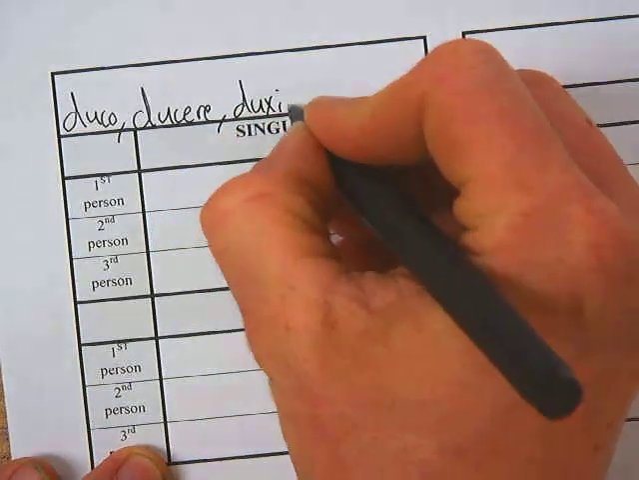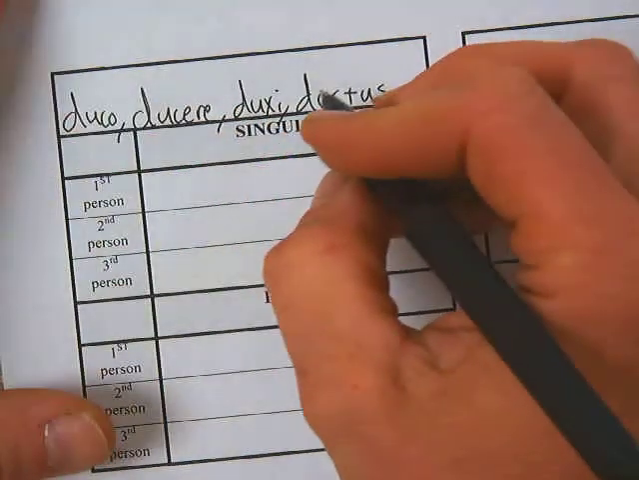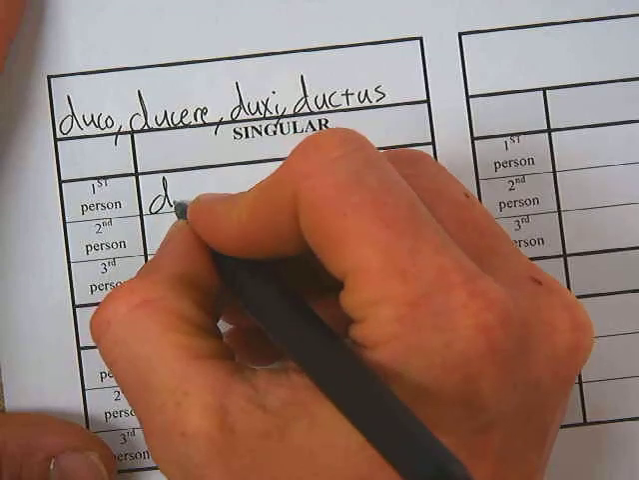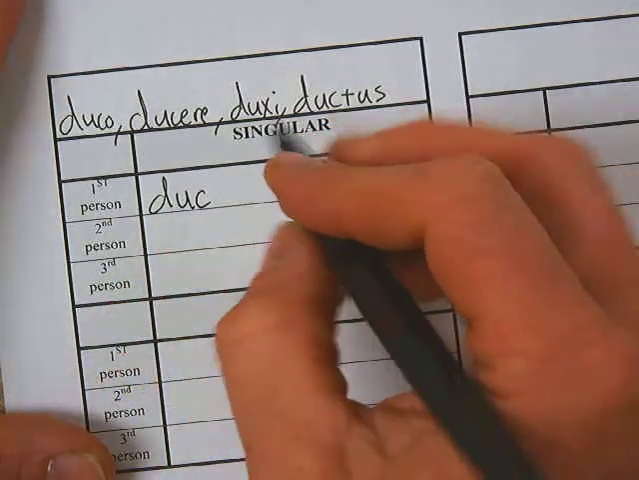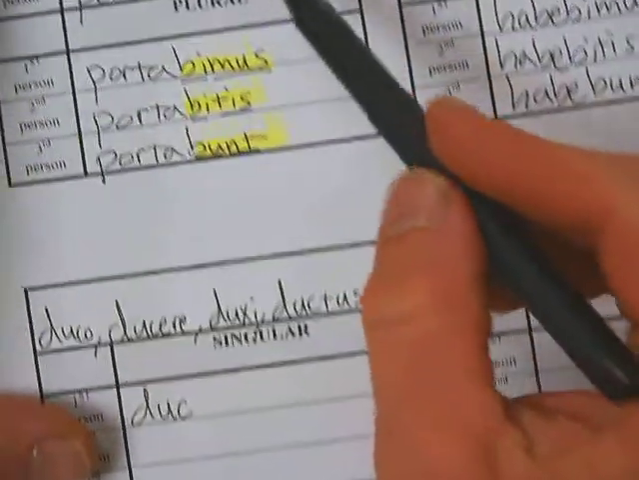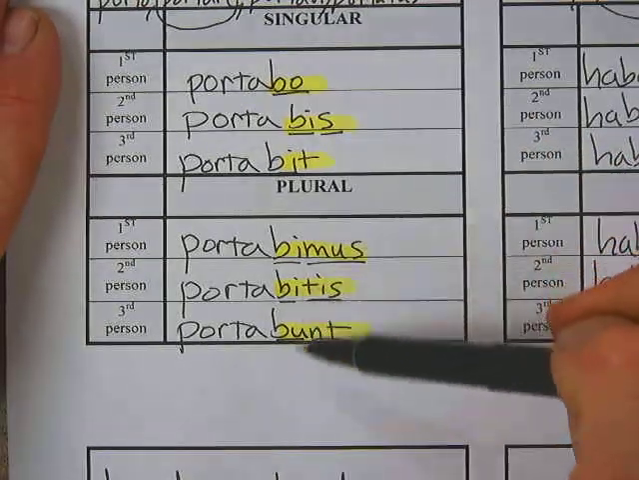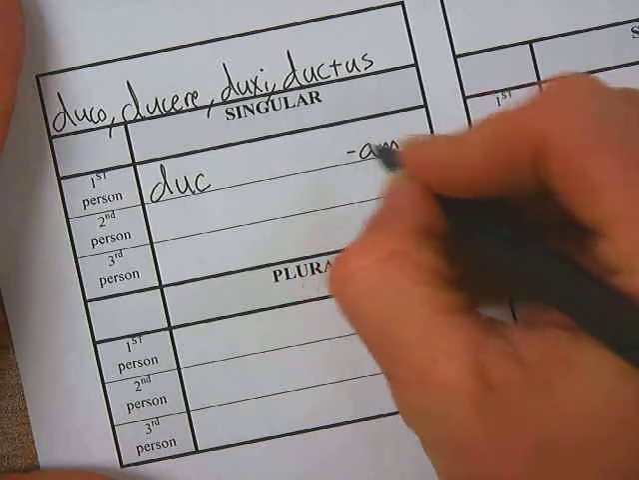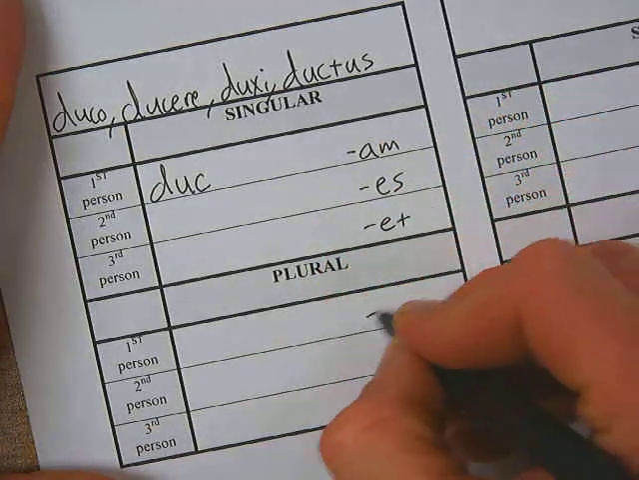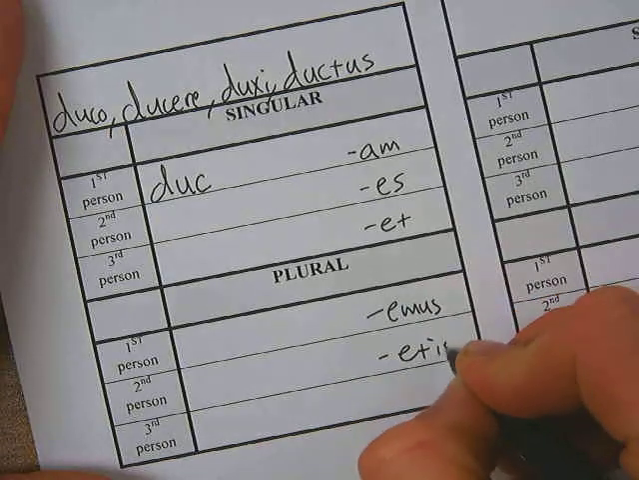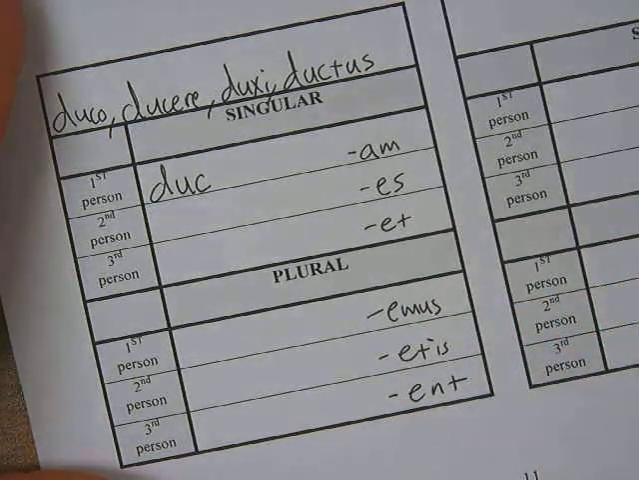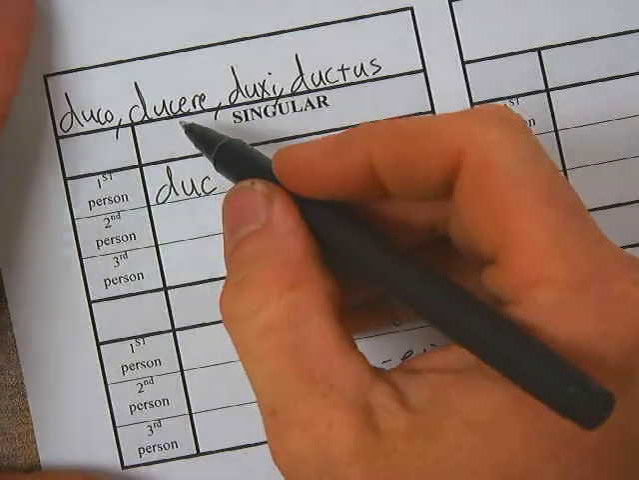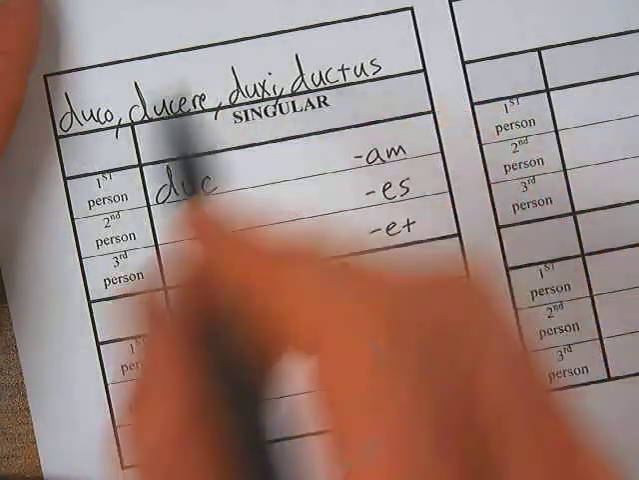Let's take a look. Duco, ducere, duxi, ductus, lead. You still use the present stem, duce. Well, sort of. Whereas the endings in first and second conjugation are bo, bis, bit, bimus, bitis, bunt, they're nothing like that in third and fourth. The endings in third and fourth are am, es, et, emus, etis, ent. And you might be saying, what? That's nothing like first and second. Well, this is just how it works.